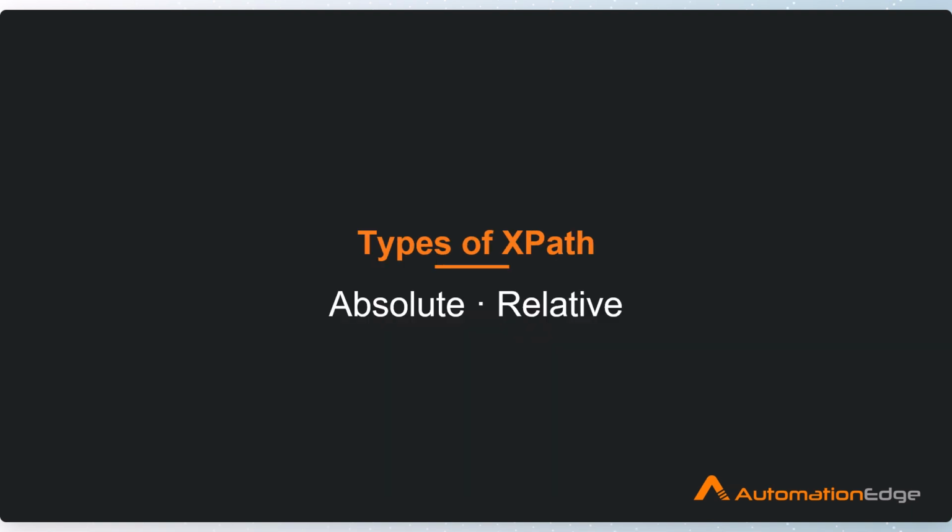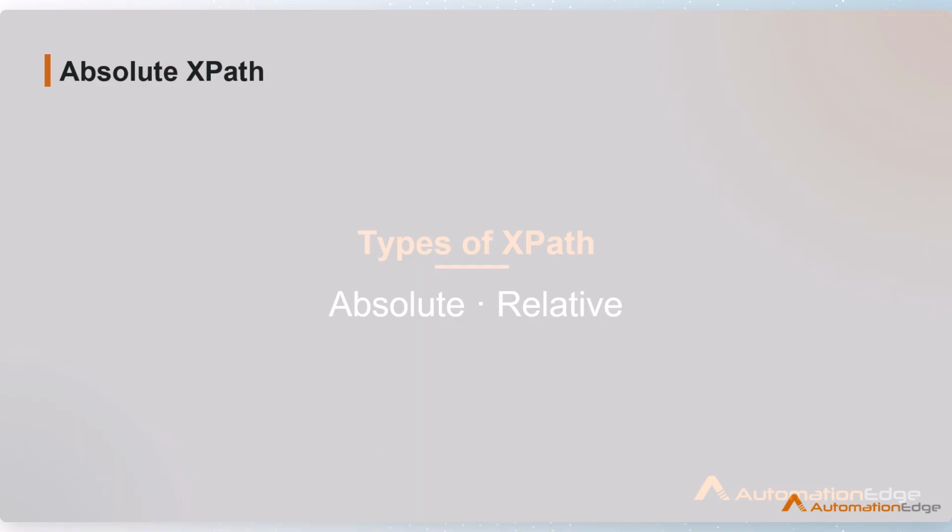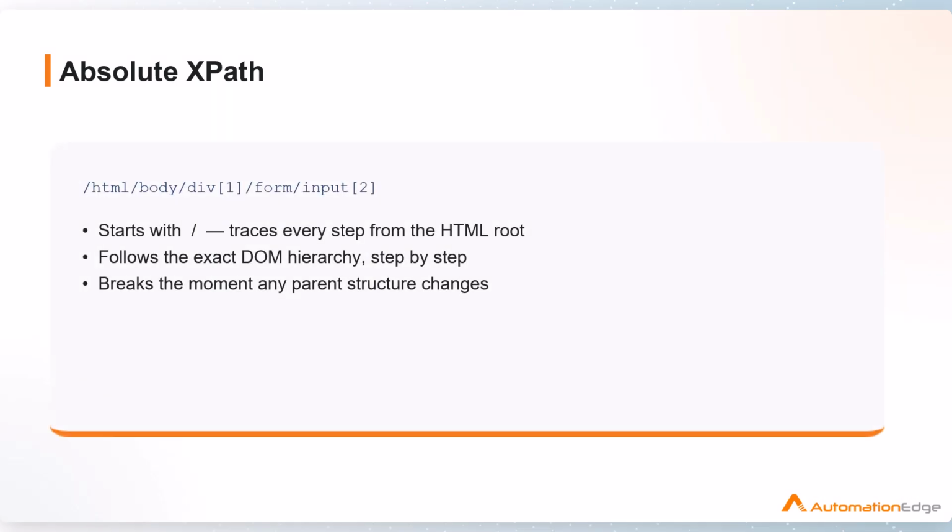There are two commonly used approaches to writing XPath expressions: absolute XPath and relative XPath. Absolute XPath starts from the HTML root and traces every step down to the target element. It follows the exact page structure and breaks the moment anything above the element changes, say a div added, a wrapper inserted. Because of this dependency on page structure, absolute XPath is generally not recommended for automation projects.